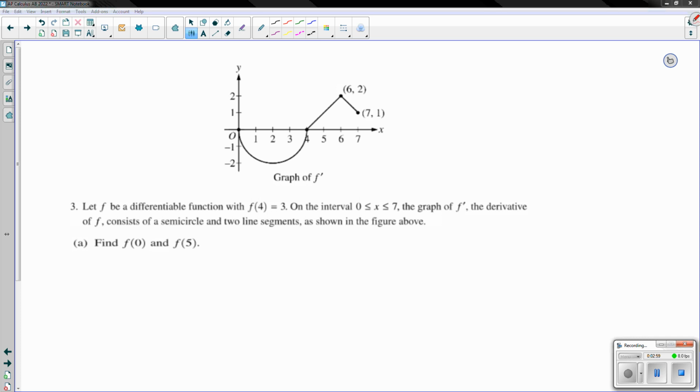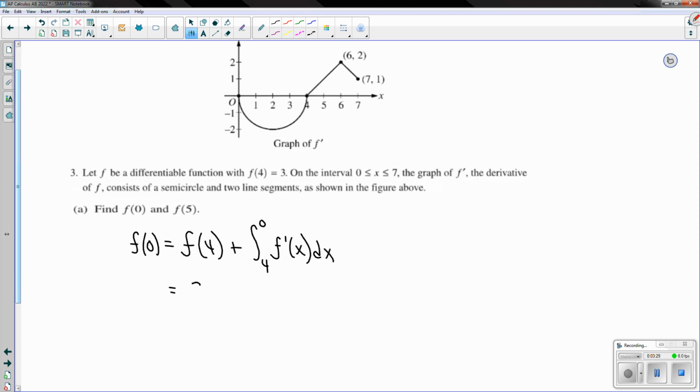So now that we've discussed that the integral is going to give us a difference in outputs, we're going to say f of 0 should equal some initial condition value plus that difference in outputs from where we started to where we want to end up, which in this case is at 0. So we're going to integrate from our starting point to where we want to go of our function that is available, which is f prime. Now, f of 4 is given, so we know that's 3. Now, how do we integrate from 4 to 0 for f prime?